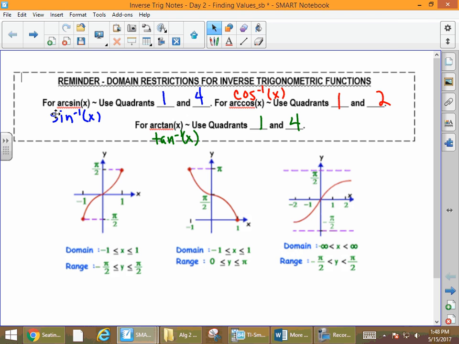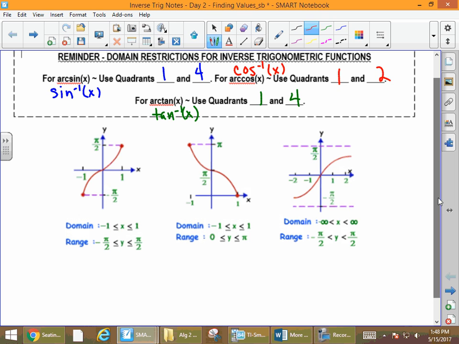Arc cosine and cosine to the negative 1 of x both mean the same thing. We also made some graphs last week, and I want to go back through these graphs again, especially for a couple people who weren't here. In terms of what points are on this graph, the first point is negative 1, negative pi over 2.